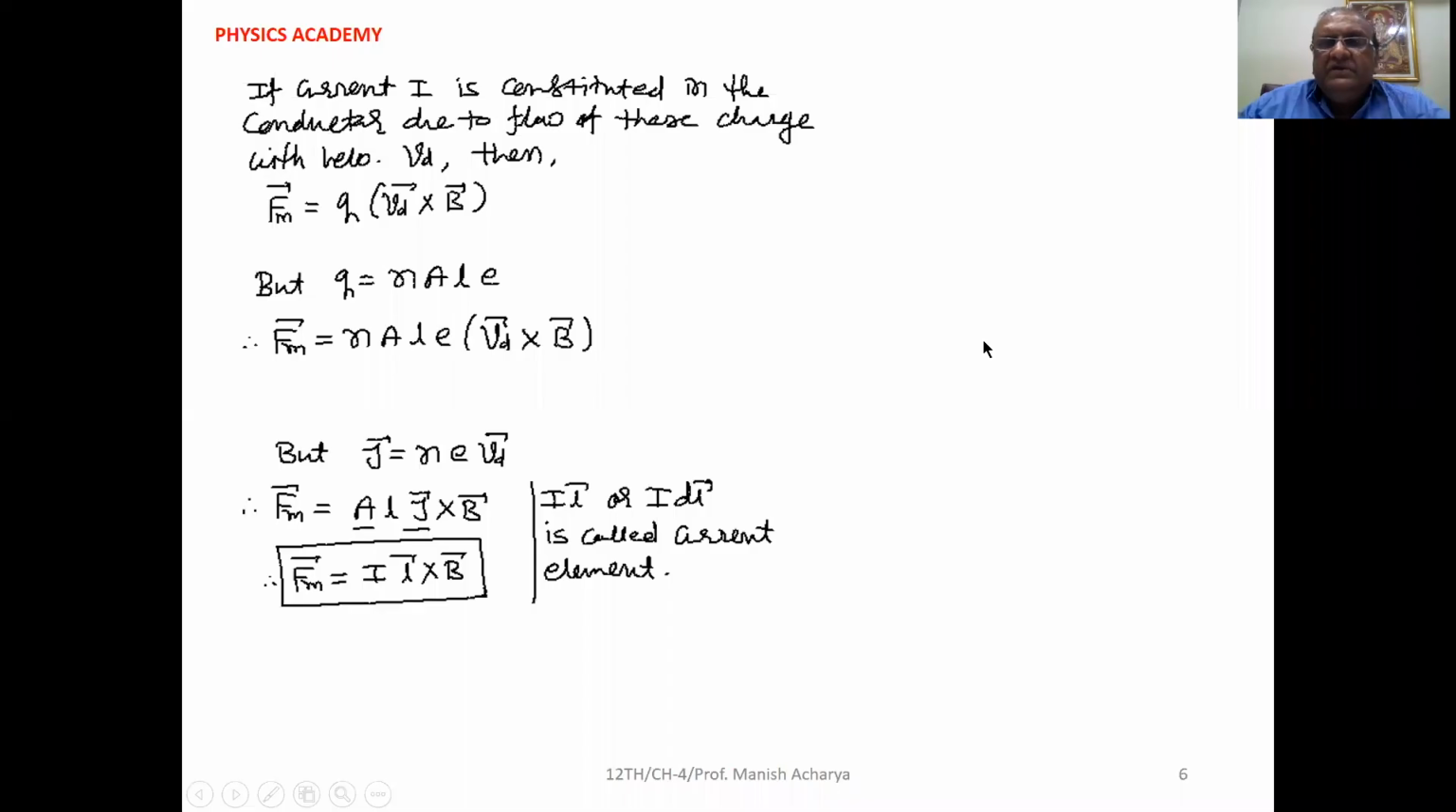Clear? So here now resultantly we can say this thing: when any conductor having length L carrying current I is placed in the magnetic field B, the force acts on it, that is IL cross B. And the direction of this force is perpendicular to both IL and B, and the direction of this resultant force can be fixed with the help of the right-handed screw rule. Clear?